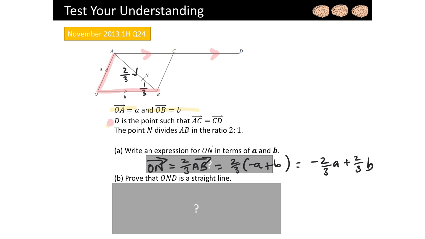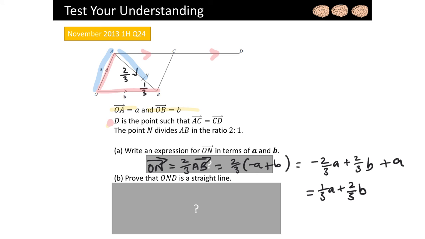Okay. So far I've got 2/3 AB, but it was ON, so I need to add A. So plus A. So I'm going to get 1/3 A plus 2/3 of B. Yeah, that looks more right. Brilliant. So that is ON, O to N. You get that? Because OA, then AN.